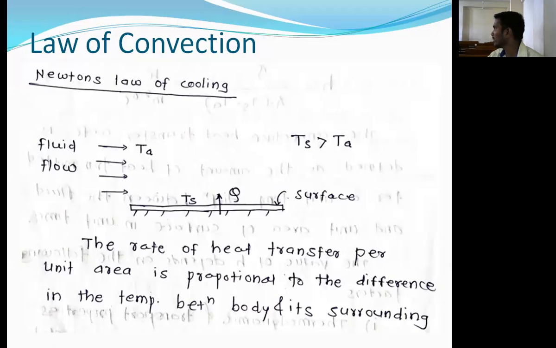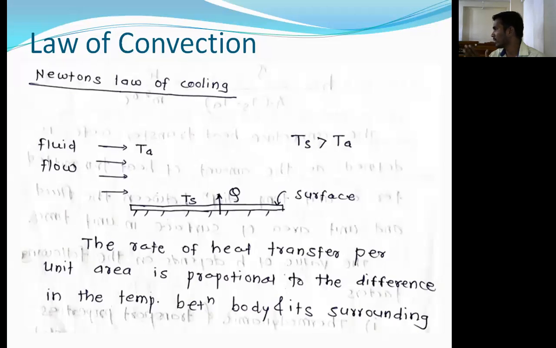Okay, what is the temperature of the body? Ts, and what is the temperature of the surrounding, means whatever fluid is flowing on that particular plate, that is nothing but Ta. So Q by A is directly proportional to Ts minus Ta.